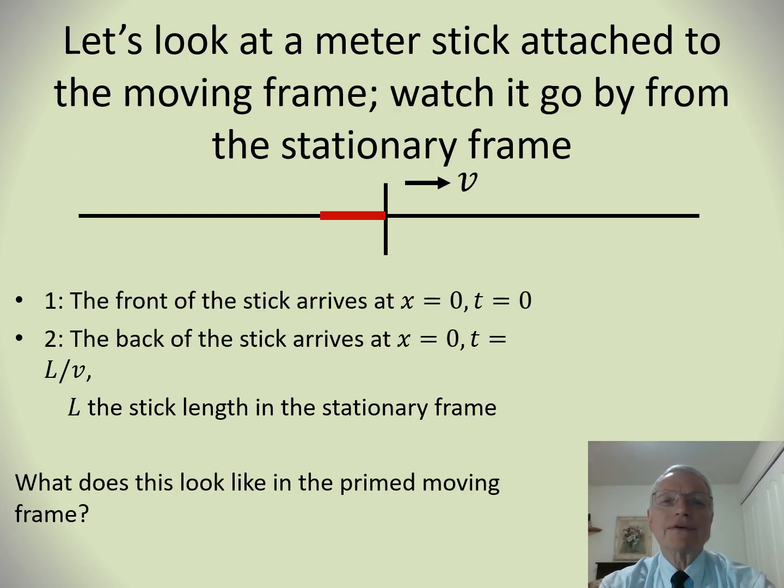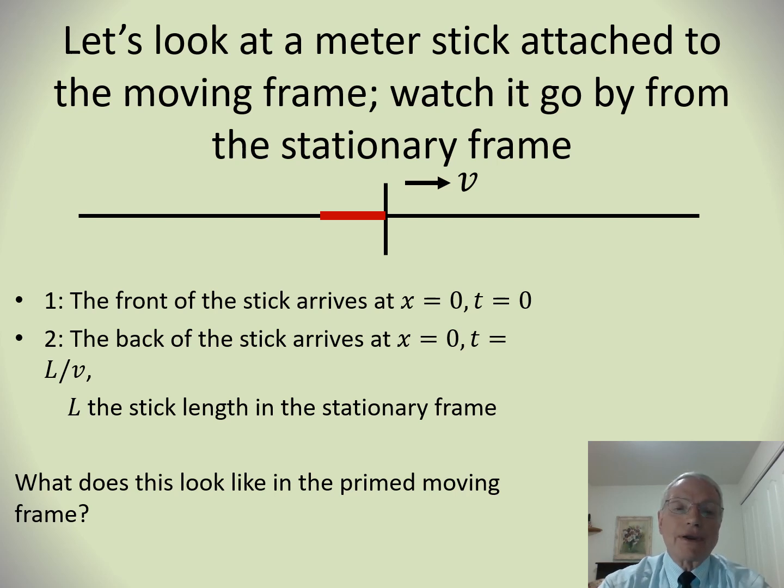Let's see if we can find length contraction the same way. Let's look at a meter stick attached to the moving frame. So the right end of the meter stick is at x prime equals 0, is at x in the stationary frame. In the frame of the stick, it has its right edge at the origin, x prime equals 0, and it has its left edge at minus whatever its natural length is. And we're going to figure out what that is by doing this backwards.